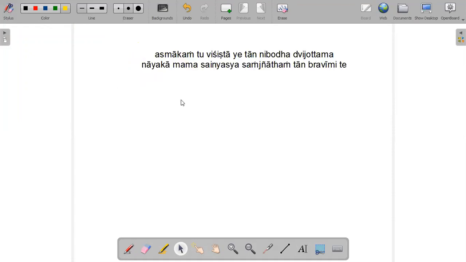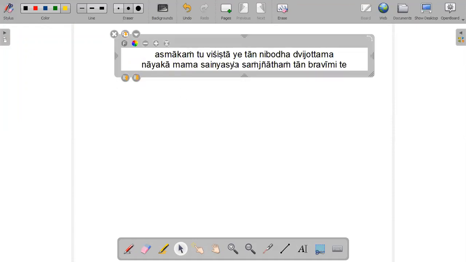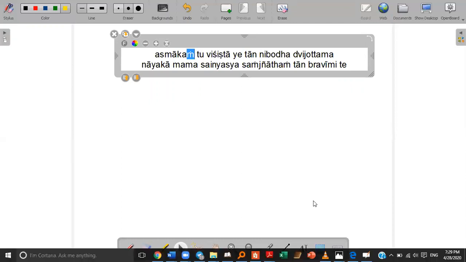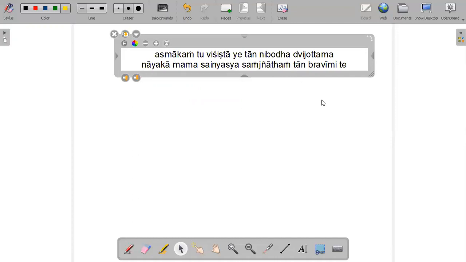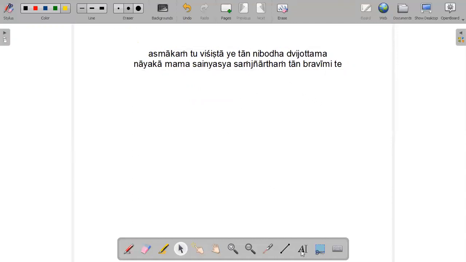Asmakam tu vishishtaye. Can you check if this is like this only? M with a dot above. We also have it without this. Yes, Prabhuji, M with a dot above. Only, Prabhuji, in Sangyartham, R is missing. Okay. So we'll just start with the etymology of each word.